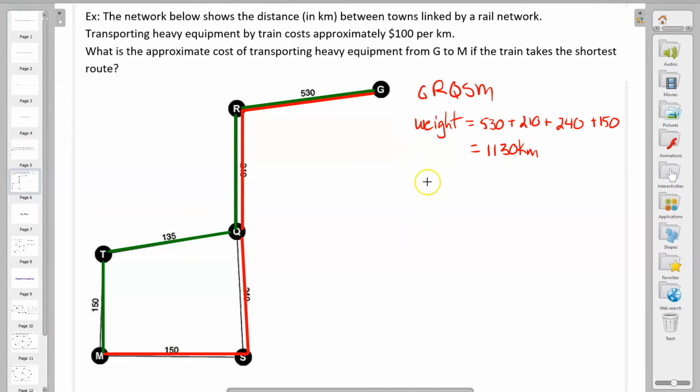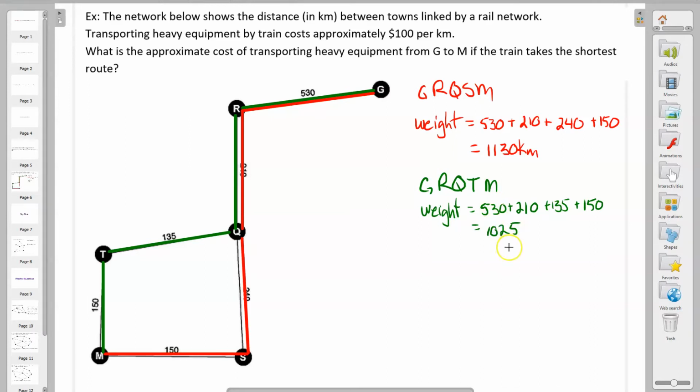The second path in green starts at the same point, G, also goes to R and Q, but then diverges to go through T before getting to M. The total weights for the green route starts off with 530 plus 210 plus 135 plus 150 for a total of 1,025.